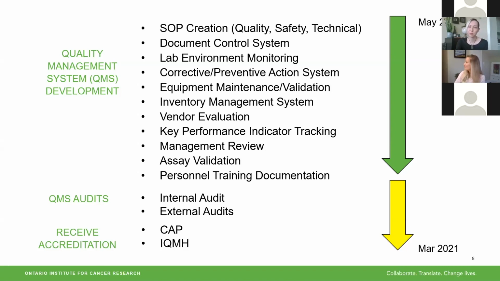We have a CAPA system, so that's corrective and preventive actions. What this means is that for all your SOPs, if you have a non-conformance or a deviation from the protocol, you have to document this, and you have to have a system in place to correct it at the time and prevent it from ever happening again. So we have that in place.